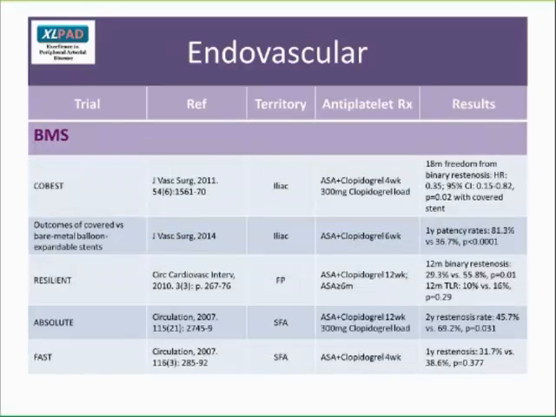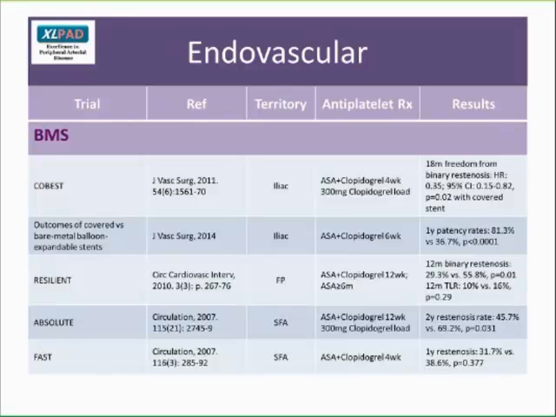There are lots of studies in the bare metal stent arena. I have listed them on this slide, and grouped them based upon the area of intervention. The top two studies, the COBEST and the bare versus covered stent in the iliac arteries, are iliac studies. They were published in 2011 and 2014 and compared aspirin and clopidogrel, 4 weeks for the COBEST trial after a loading dose, and 6 weeks for the second study in the iliac intervention area.